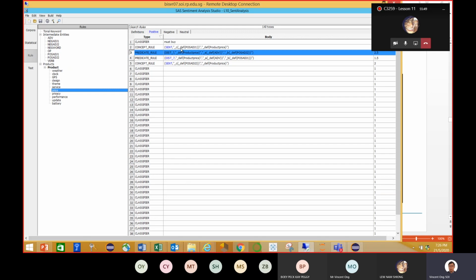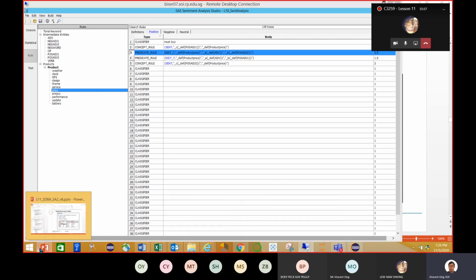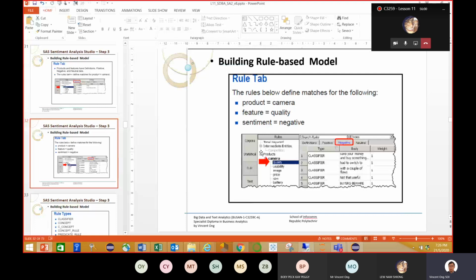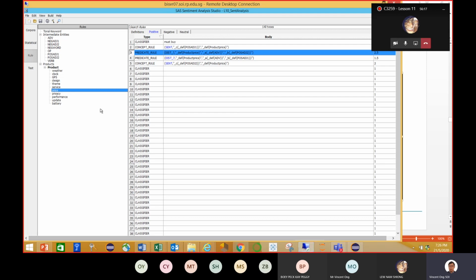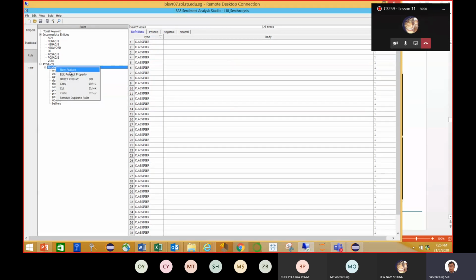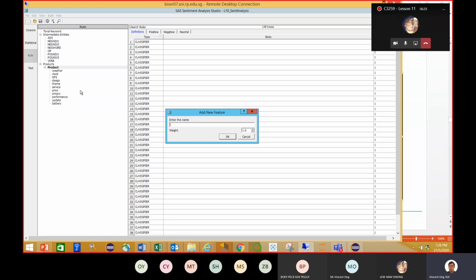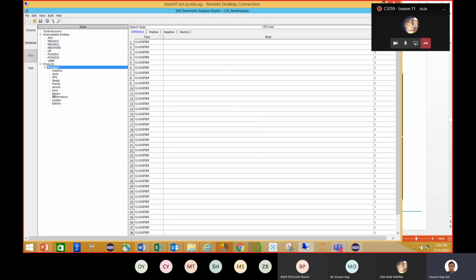I will come to the sentences and all this later on. But what I'm trying to say here is that at this point, we can use the rule base to define the feature as well. What is the definition of product? What is the definition of feature? And so on. You understand what I'm trying to say? So if I add in another feature, let me just repeat again, I add in another feature.